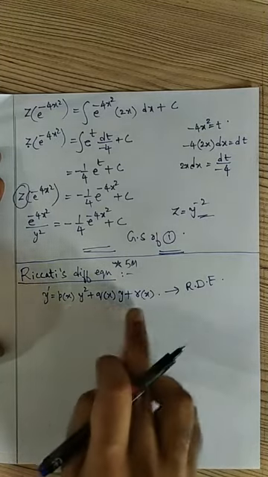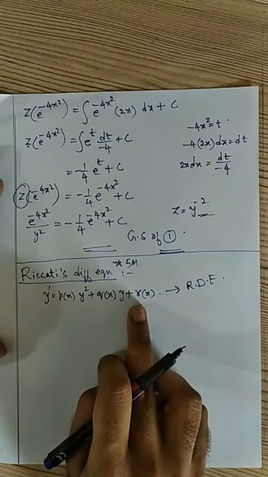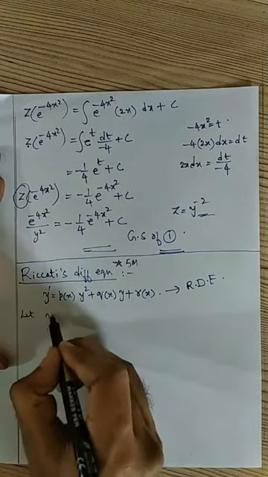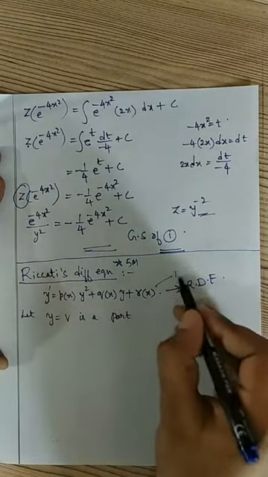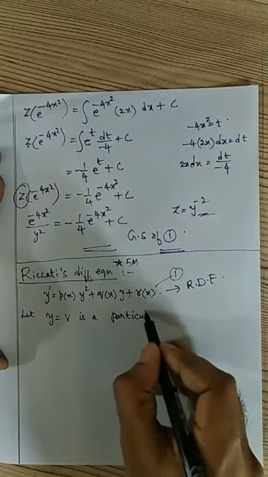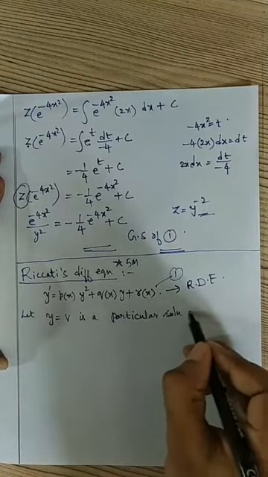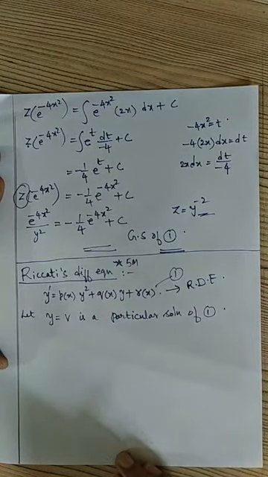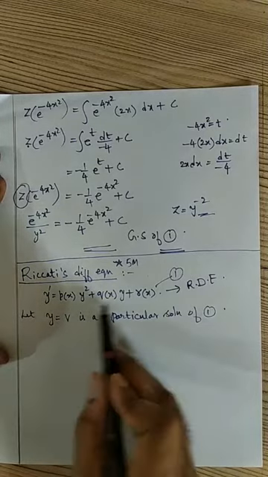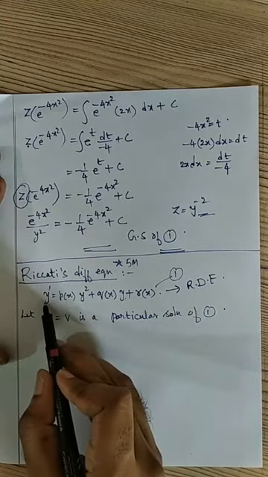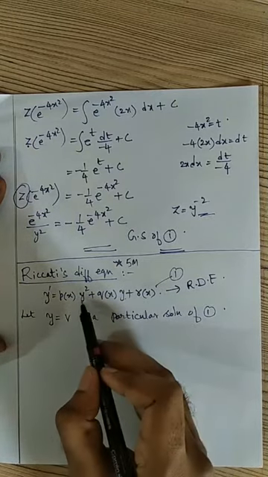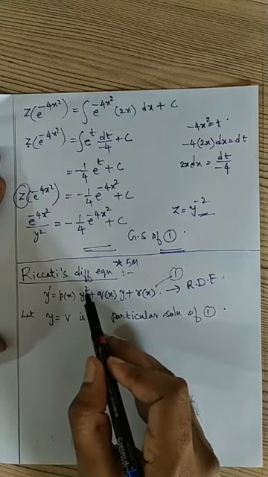Here you observe p, q, r are functions of x or sometimes maybe constants also, and along with this, suppose let y equals v is a particular solution of 1. If y equals v is a particular solution of 1, then we have to take a substitution. So you observe this equation is also a nonlinear equation because the dependent variable y and its derivatives should be of degree 1. But here you observe that dependent variable y power 1, but here y power 2. So it's a nonlinear differential equation.